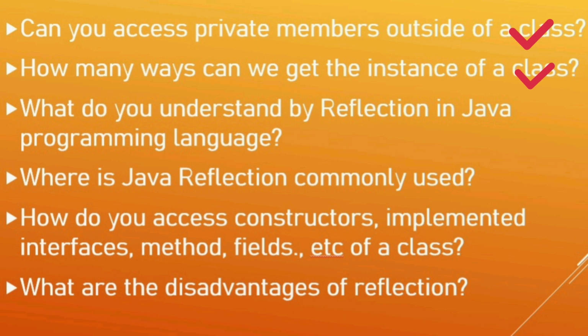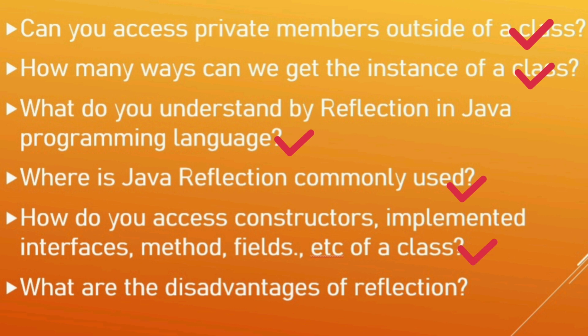Reflection is basically a process of modifying the runtime behavior of a class. And where is this reflection commonly used? This is used in the IDEs for debugging purposes. If you remember, while debugging, we can change the attribute values and then continue with the flow of the program. And how do we access different things of a class? That also we have seen: we can get the instance of a class, and then we can get the various constructors or the interfaces, declarations, the methods, fields, all such things.